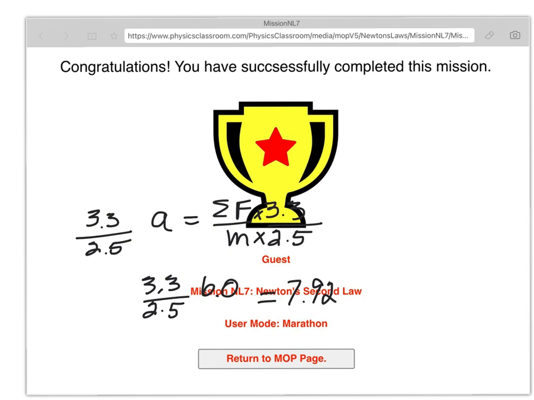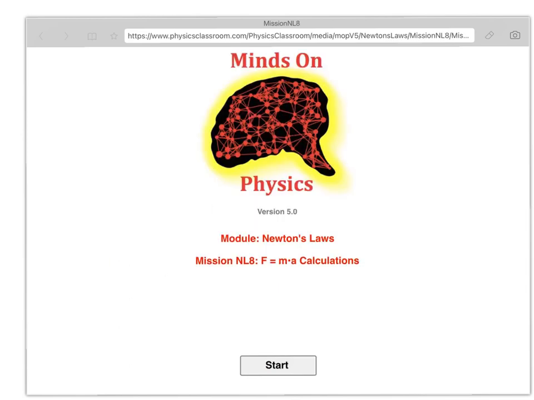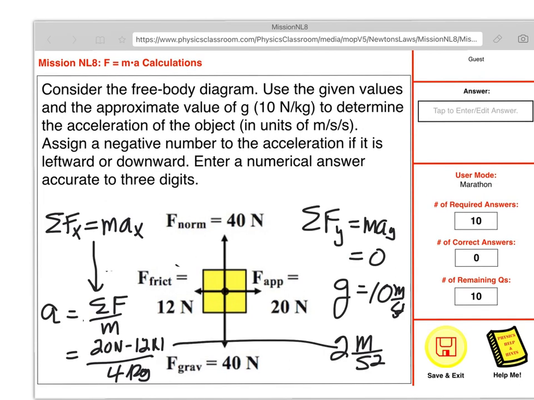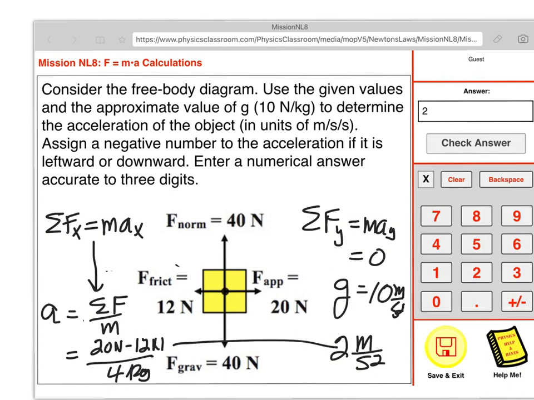Yay, that's a lot of calculations. Okay, we're in mission 8, more calculations. So it just says use 10, so since it says use 10, use 10. Just try to do this on your own first. Okay, this is a bit crowded, but let me show you the method.